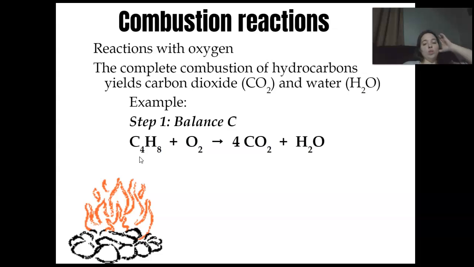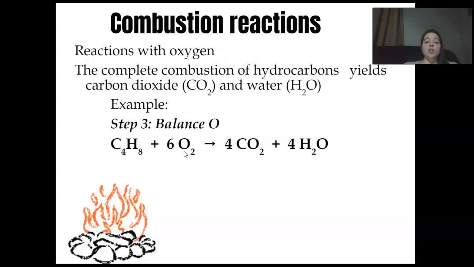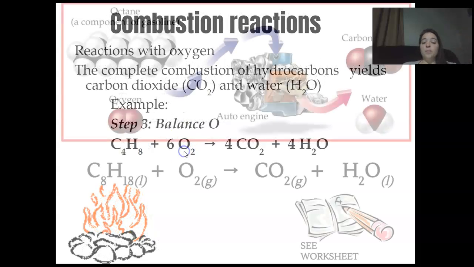C4H8 plus O2 gives you CO2, H2O. So first I'm going to balance out my carbons. There's 4 here, so I'm going to put 4 here. Now I've got to balance out the hydrogens. There's 8 here, 2 here, so I want 4 here. Now let's see about the oxygens. There's 4, 4 and 2 is 8, plus 4 is 12. I need 12, so I need to balance out those oxygens. Putting a 6 there, and we're all good.